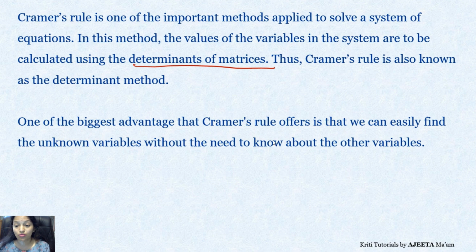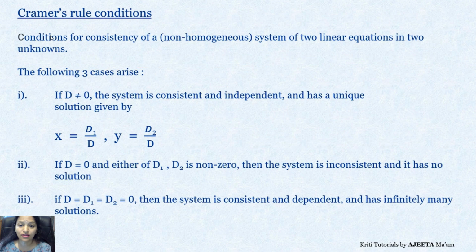Now, one of the biggest advantages of Cramer's rule is that it can easily be used to find the unknown variables without the need to know about the other variables. We don't know any relation between the three variables, only the equations are giving you the link between them, and we can simply use this rule to find the values. Okay, so it's like that. So we are going to discuss the conditions and all. Now let's see the conditions, right?